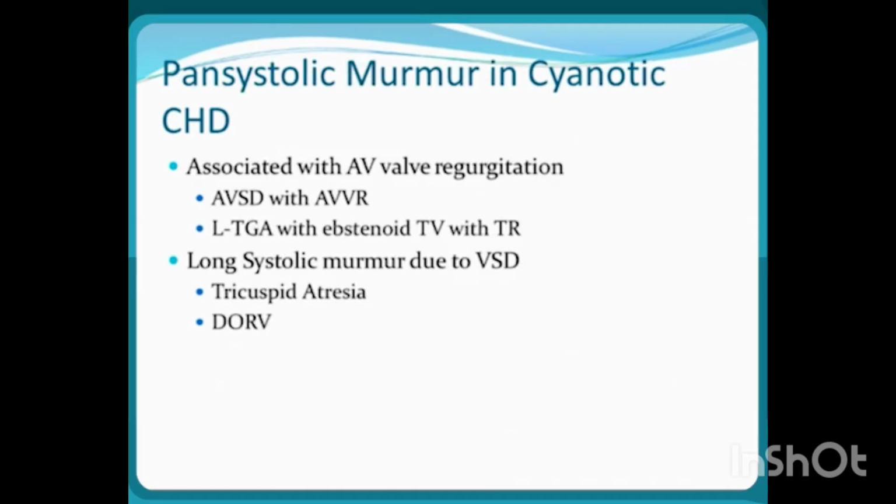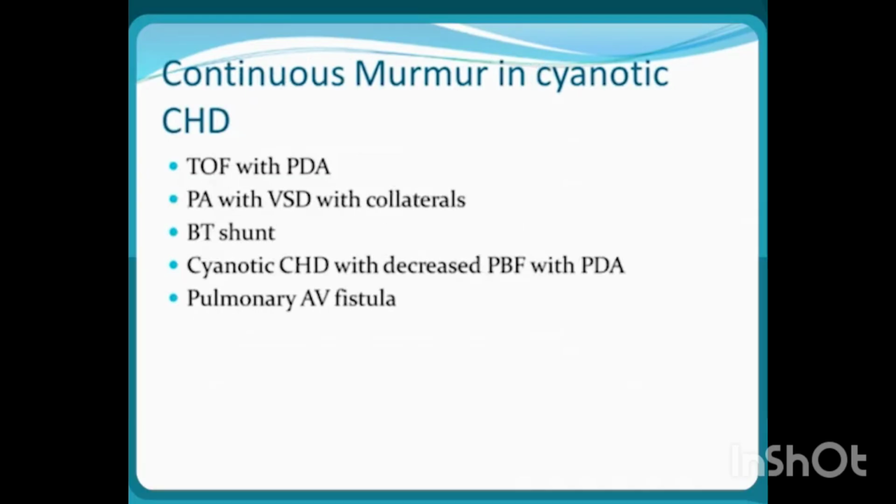Pansystolic murmur in cyanotic CHD usually happens in the AVSD with heavy VR or CCTGA with Ebstein-like tricuspid valve with TR. Continuous murmur in cyanotic CHD, most commonly you can appreciate due to PDA, like TOF with PDA, pulmonary atresia with VSD with collaterals. You can listen to the continuous murmur on the back in this situation, then due to having BT previous surgery.